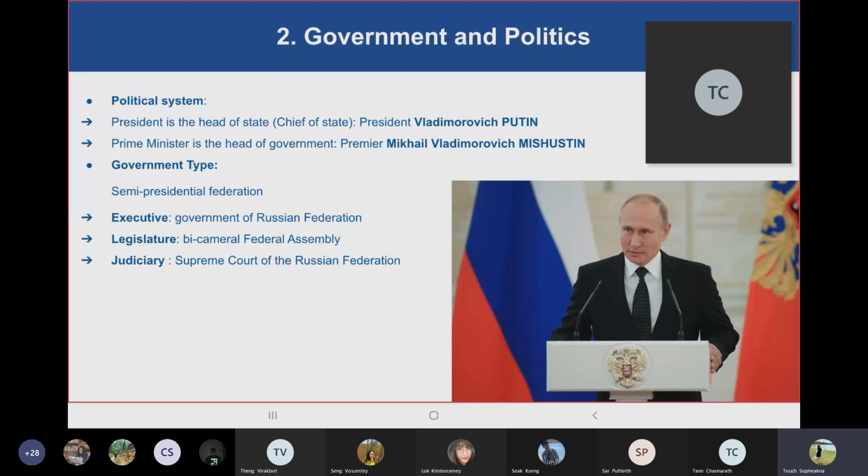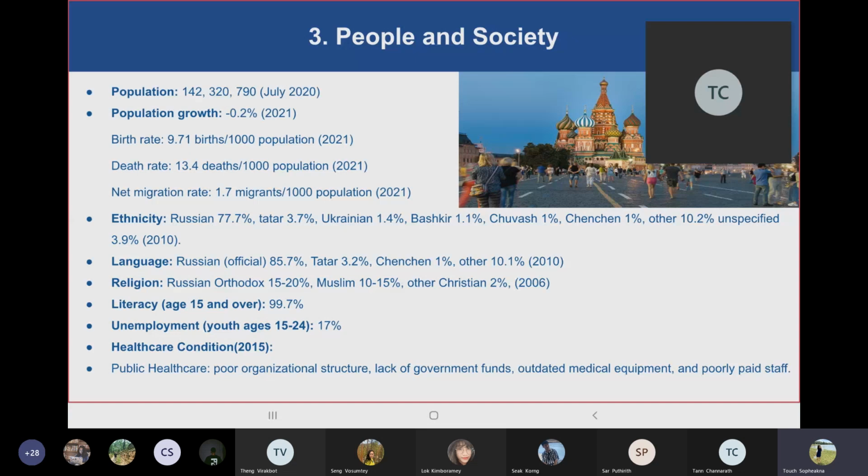And the second point is government and politics. Regarding the political system in Russia, we have the president as the head of state, and as you all know, he is Mr. President Vladimir Putin. And second, the prime minister as the head of the government. Our government type is a semi-presidential federation. And for state power, we are also divided into three main branches: executive, legislature, and judiciary. And the third point is about people and society.